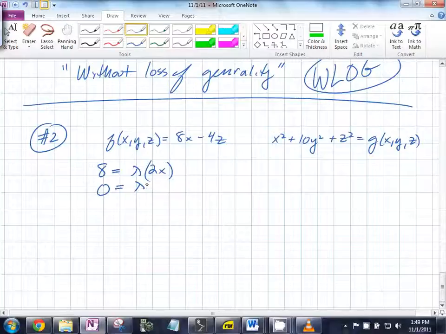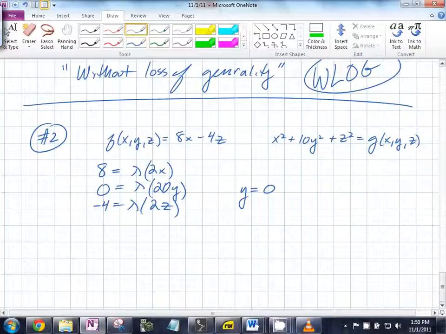2z. So therefore, what does y have to be? 0. What do you do from here? Then you set everything equal. So what do you get? Like you want to isolate lambda? You want to isolate lambda first. Yeah, sure. So what do you end up with? Lambda is equal to x over 4. x over 4? 4 over x. 4 over x. Now what?